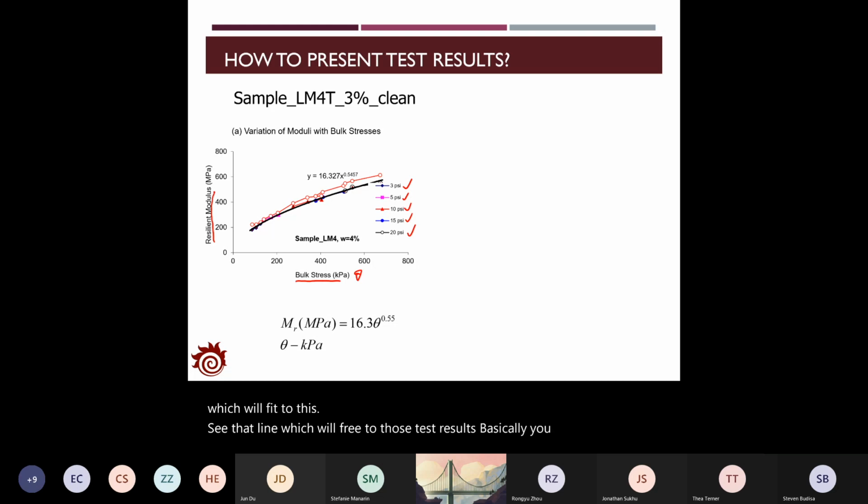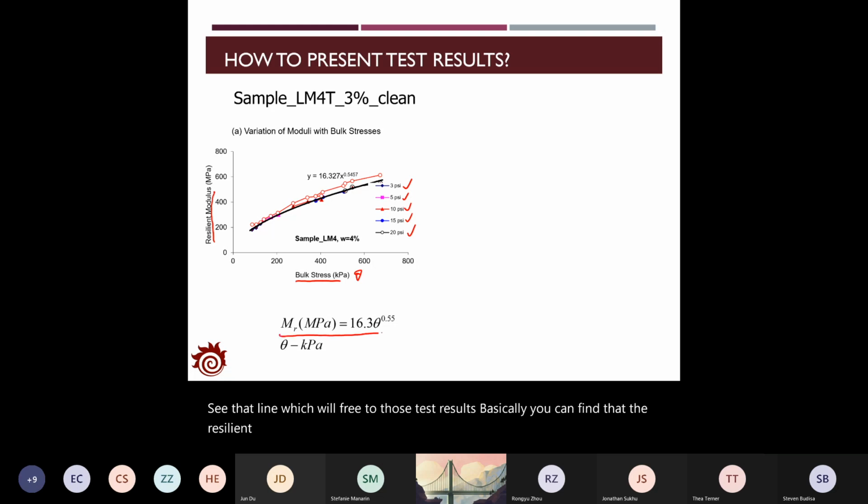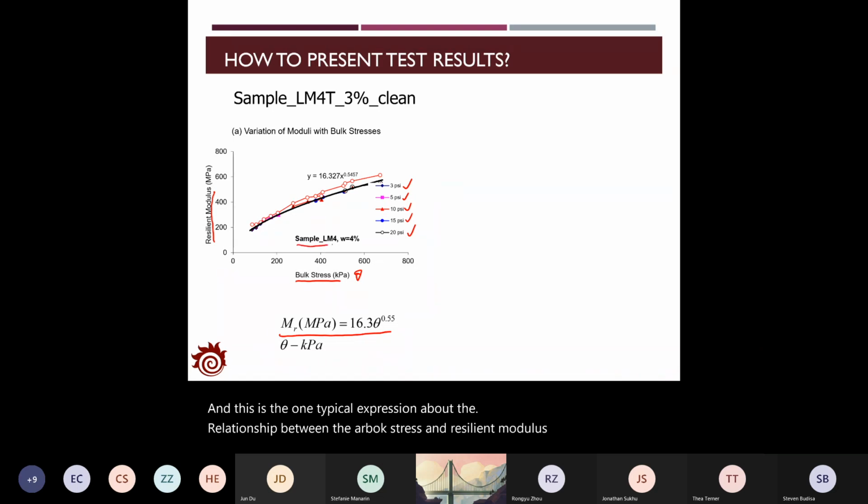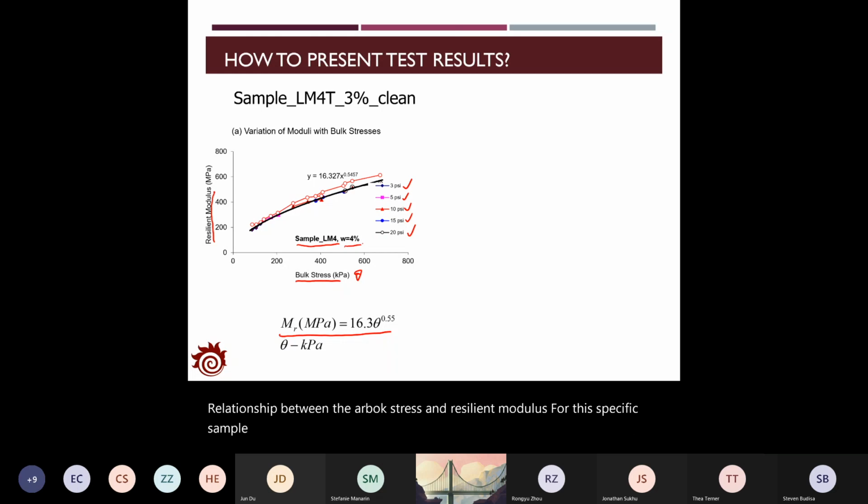Basically, you can find that the resilient modulus is a function of the bulk stress. So with a higher load on the sample, the resilient modulus would be larger. And this is one typical expression of the relationship between the bulk stress and the resilient modulus. For this specific sample, LM4 with a moisture level of 4%, the resilient modulus MR equals 16.3 times theta to the power of 0.55. So this is the one sample, LM4.